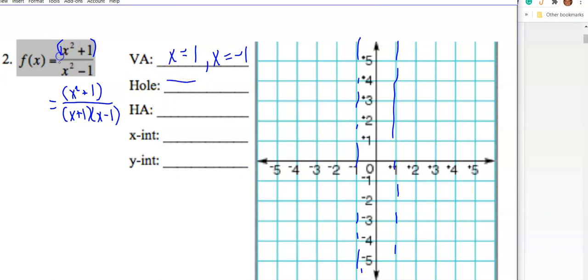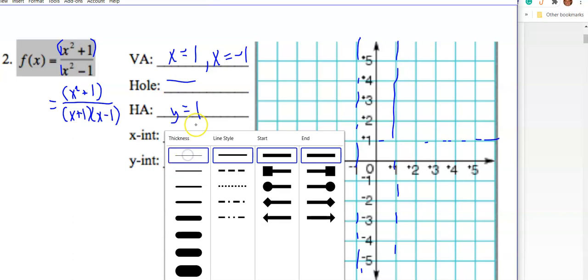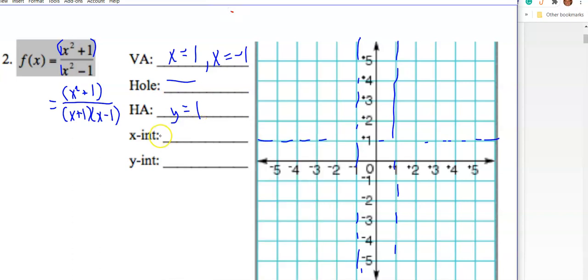Same degree, so the coefficients are 1 and 1. So 1 divided by 1 is y equals 1. Horizontal asymptote here. Find the y-intercept, so that's easy. Just plug in 0 for x, and that'd be 1 over -1, which is -1.